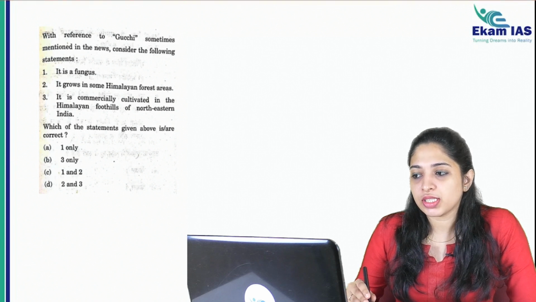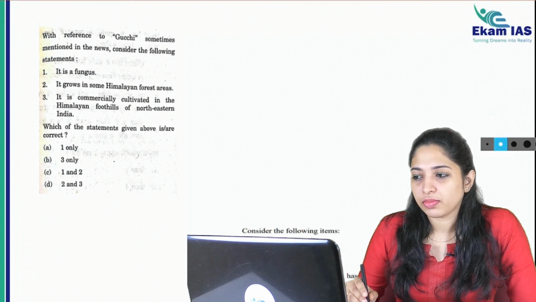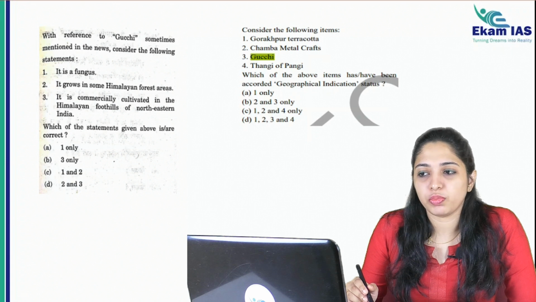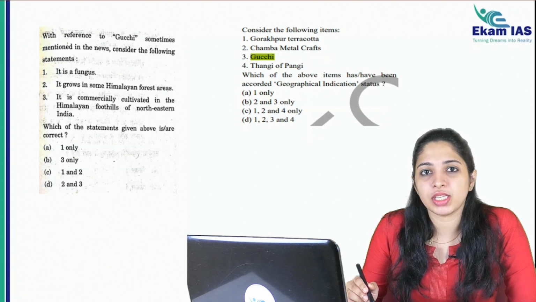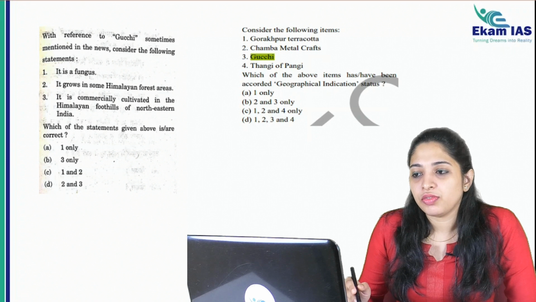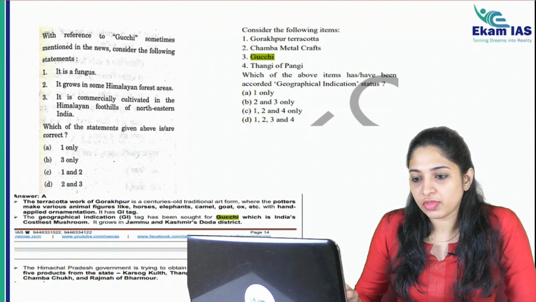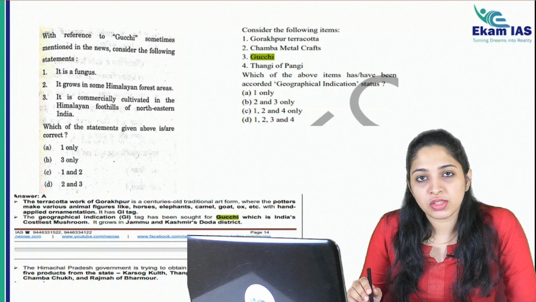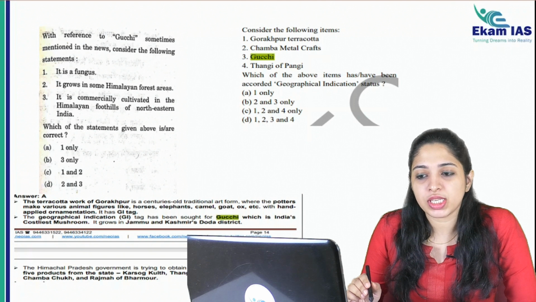And in our prelims test series, we have asked a question. Consider the following items: Gorakhpur terracotta, Chamba metal craft, Guchhi, Tangaliya of Panki. Which of the above items has or have been accorded geographical indication status? This was the question that we asked in our prelims test series. If we analyze the answer, a geographical indication tag has been sought for Guchhi, which is India's costliest mushroom, the most expensive mushroom.